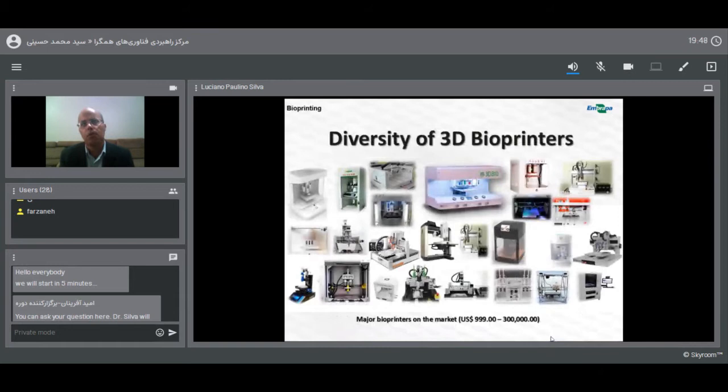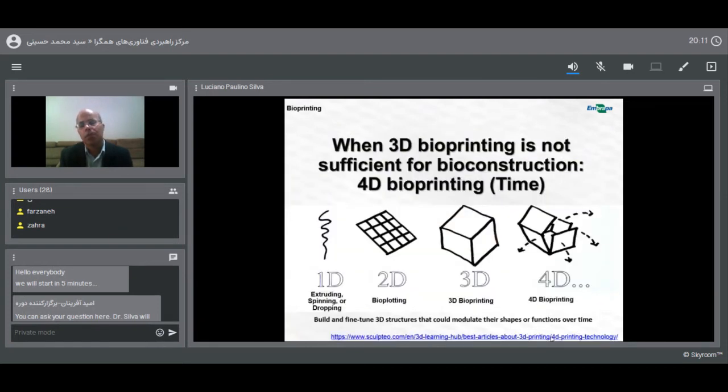We have also now a diversity of 3D bioprinters on the market, and several companies have developed this kind of machine, and the major bioprinters on the market range in price from something like $1,000 to $300,000. And in some situations, 3D bioprinting is not sufficient for bioconstruction, and so we have also worked using the so-called 4D bioprinting, when the time variable is considered in the process.